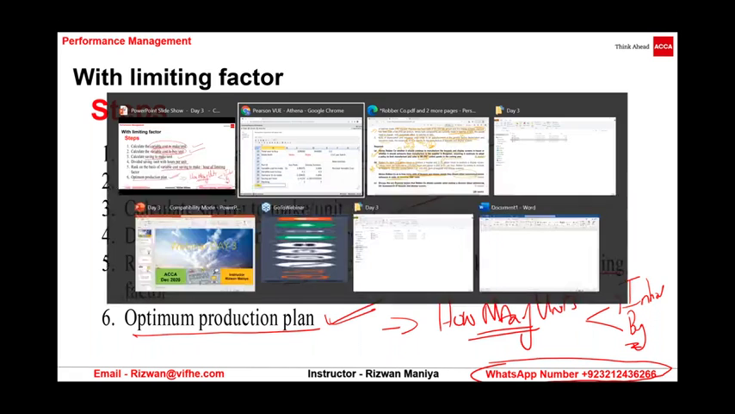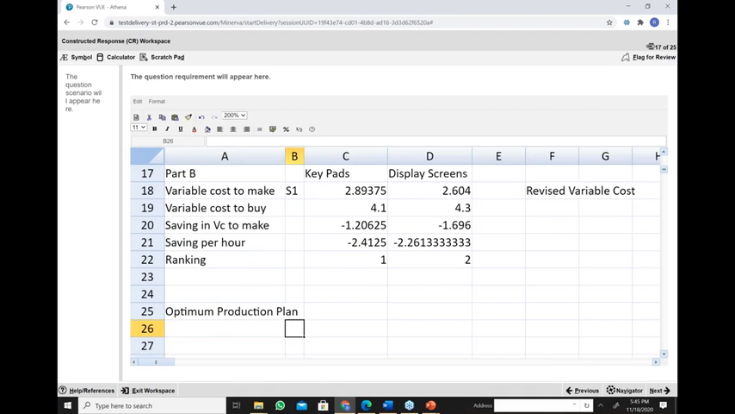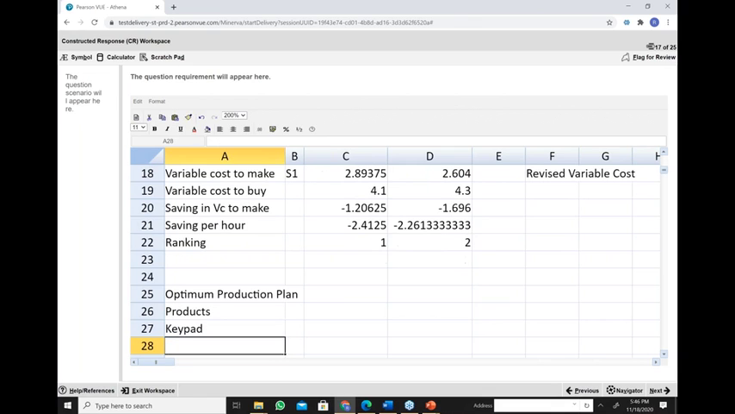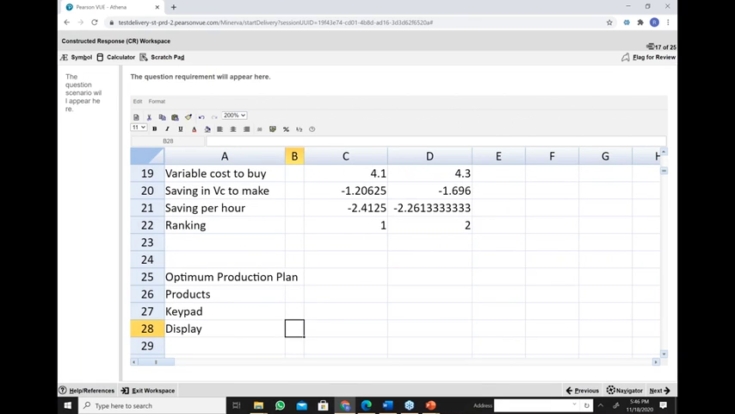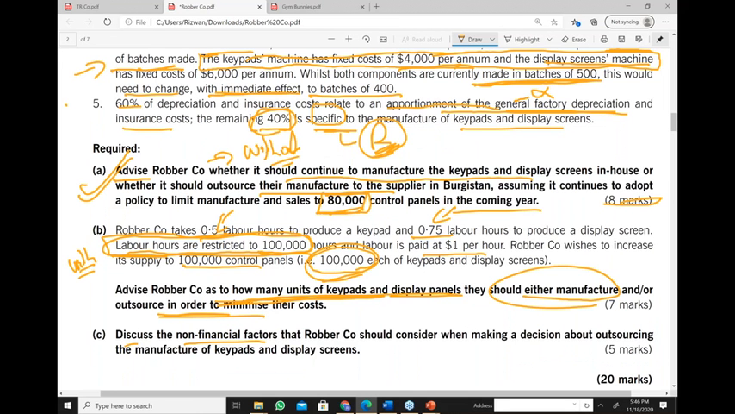Okay, so now the last is optimum production plan. So let's make optimum production plan here. As per the ranking, products: keypad, display screen. Keypad is first, display screen is second. So units to produce 100,000 each, keeping in mind the second requirement, 100,000 each, right? So hours required.